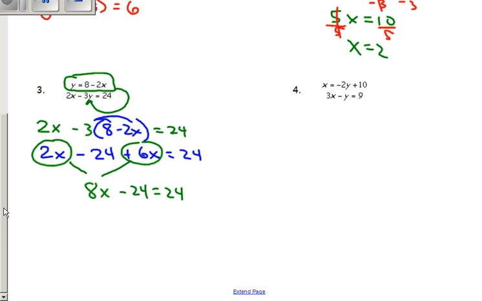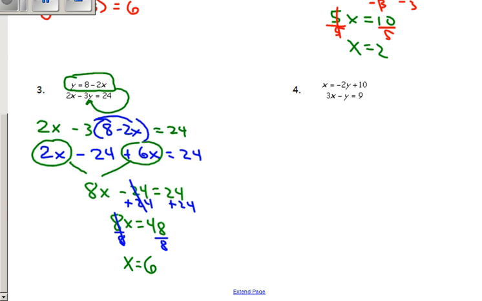Okay, I know that I'm going to combine 2x and 6x to give me 8x minus 24 equals 24. Now we're going to go ahead and solve this two-step equation. Add 24 to both sides. I get 8x equals 48. Divide by 8. You get x equals 6.